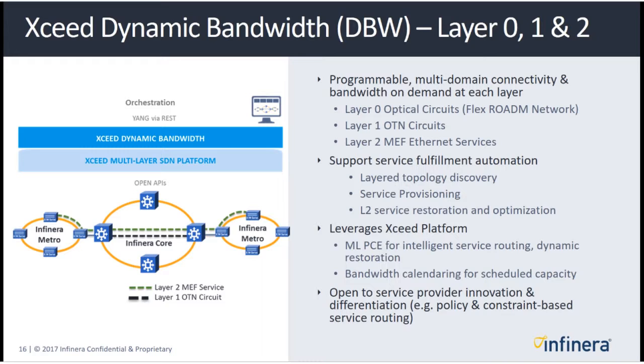Xceed Dynamic Bandwidth Layer 0, Layer 1, Layer 2 applications provide programmability for optical circuits, OTN circuits, and MEF-based Ethernet services. They support end-to-end service fulfillment automation, which includes discovery of layer topology, service provisioning, and, for Layer 2 services, they enable dynamic restoration and optimization, where the SDN controller monitors the network for fault and restores on failure. The multi-layer PCE inside the Xceed platform is leveraged for providing an optimal path across the network.